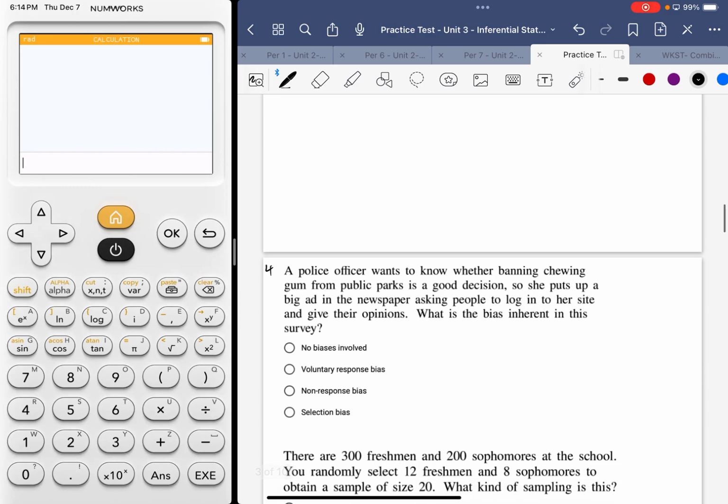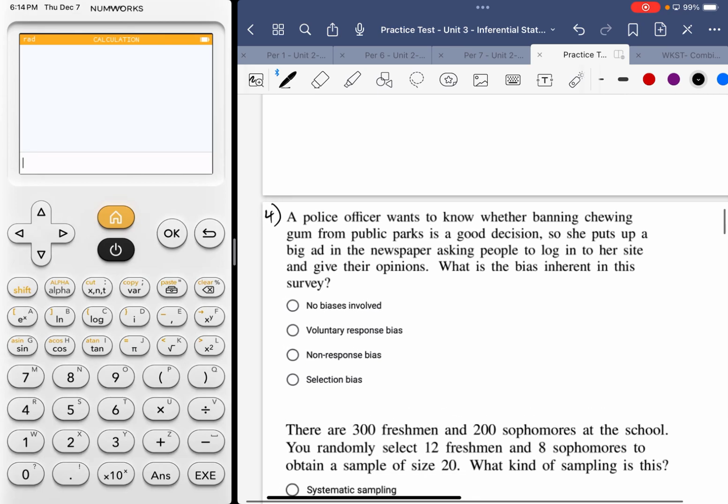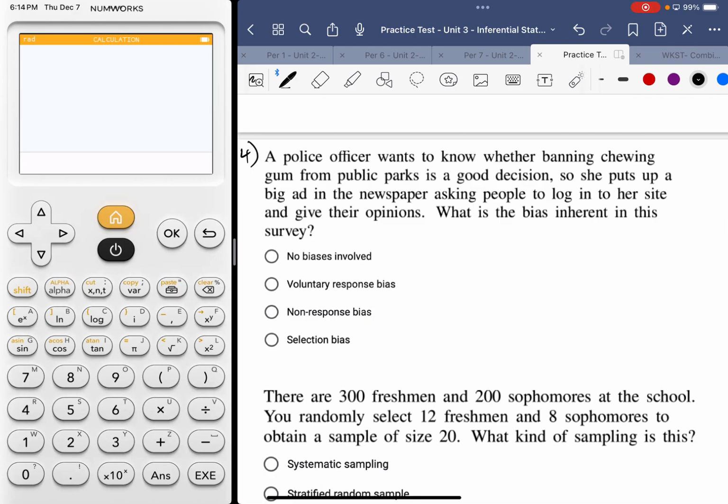So number 4, police officer wants to know whether banning chewing gum from public parks is a good decision. So she puts up a big ad in the newspaper asking people to log into her site and give their opinions. What is the bias inherent in this survey? Right? Anytime you have voluntary response, it's automatically a voluntary response bias situation. She put up the ad in the paper, and then the individuals, without being selected to do it, they self-selected. They chose to participate in the study. That introduces voluntary response bias.